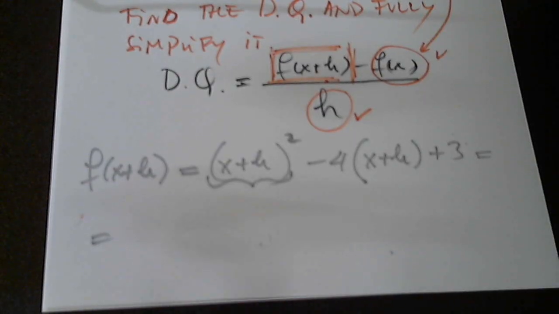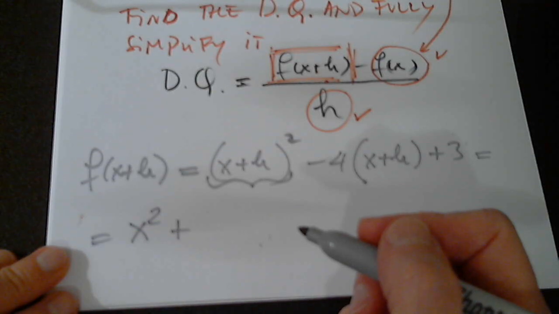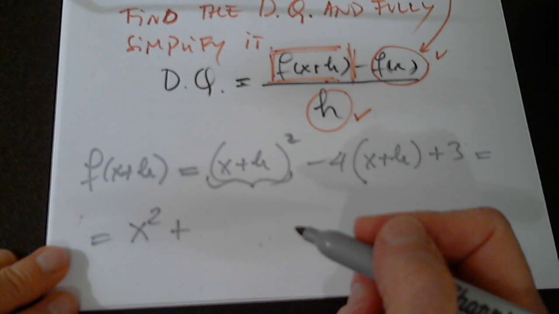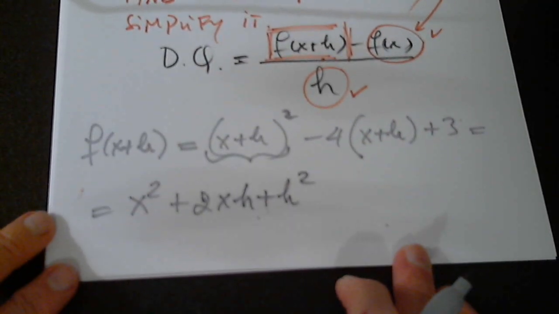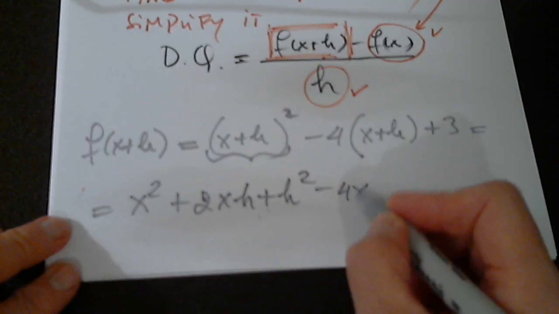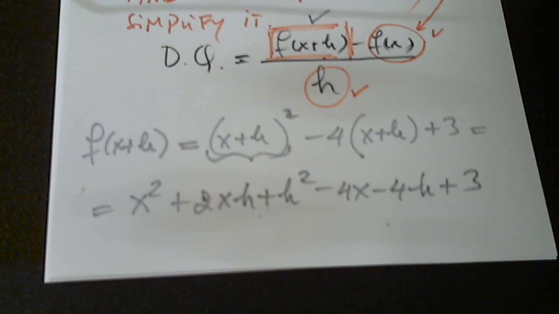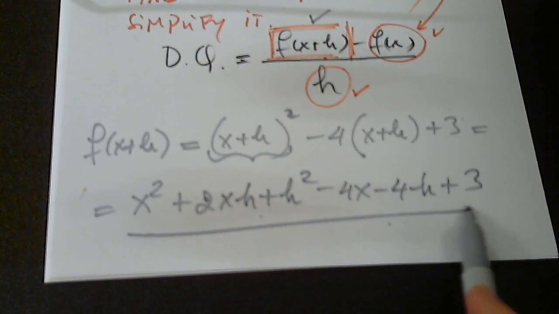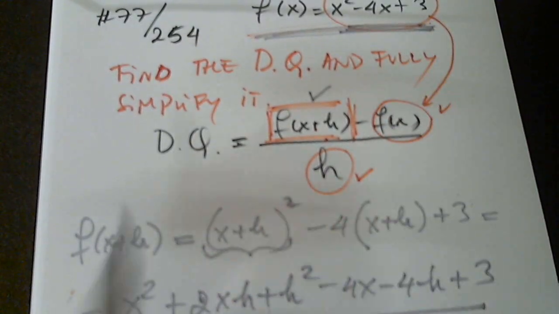Would it be x squared plus hx plus hx plus h squared? You mean plus 2 times the first times the second plus the second term squared? Yeah. Perfect. Minus 4x minus 4h and plus 3. Excellent. So now we have all pieces. This will be replaced by what you see here. This will be replaced by this function. And h is h. So let's start.